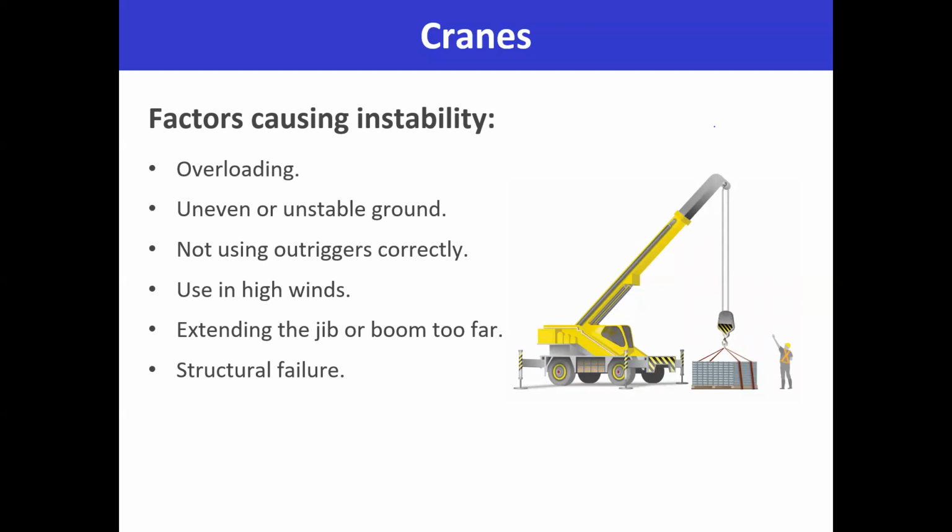Okay, what are the factors causing instability in a crane? Number one, overloading. You must never ever exceed the load mentioned on the load radius chart. In every crane, there should be a load radius chart which tells you how much load you can lift at how much radius, what would be the boom length, what would be the angle. So you need to make sure that you understand all of these things. Make sure the ground is not unstable or uneven.